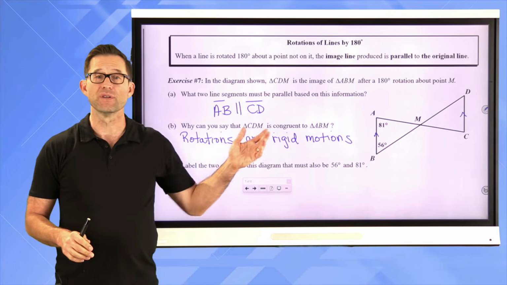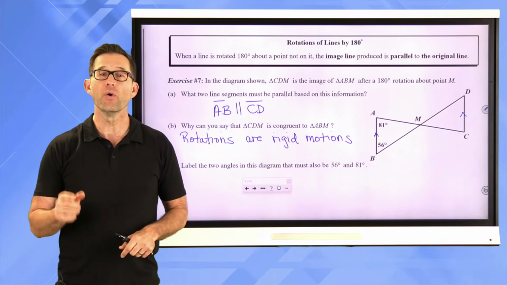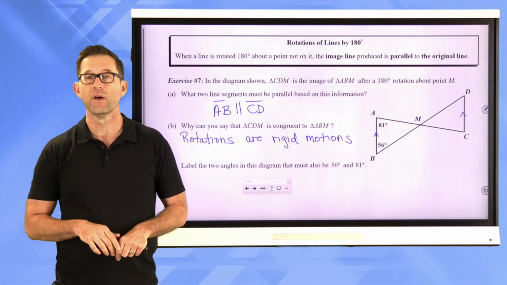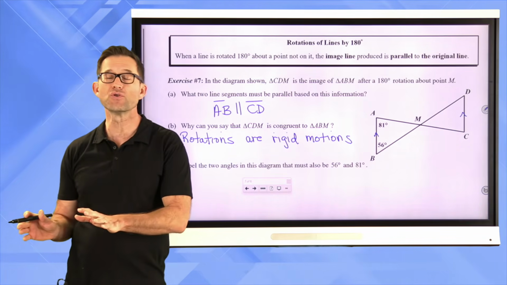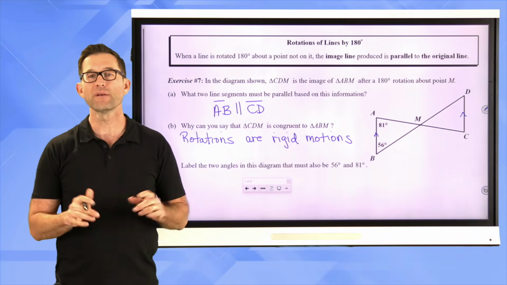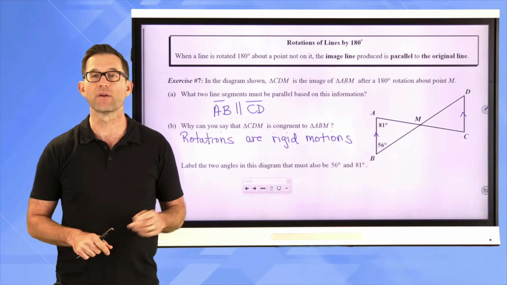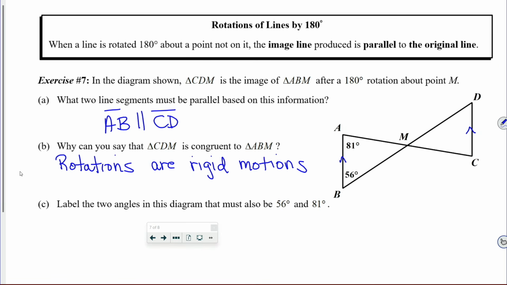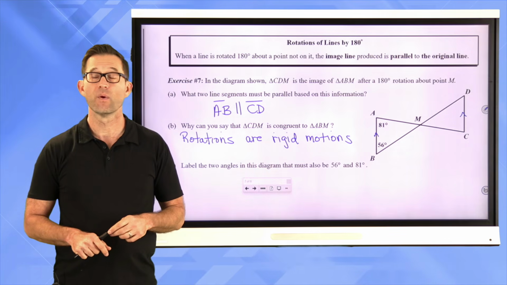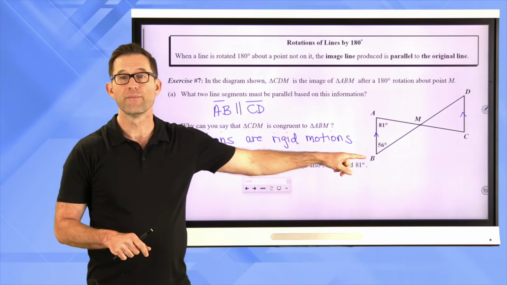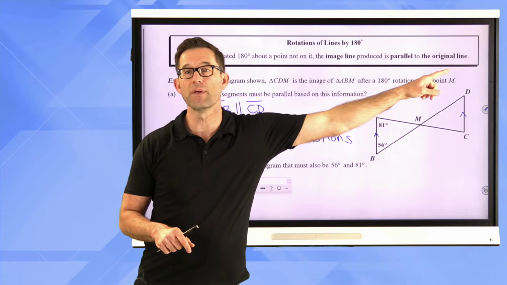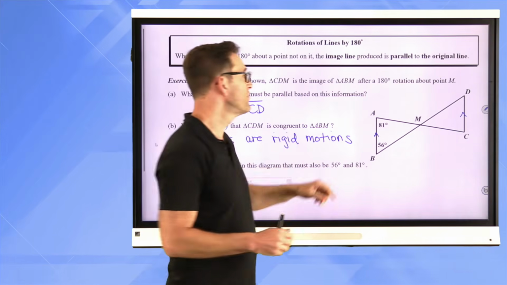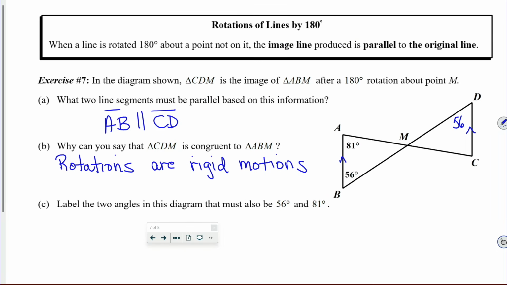Remember, rotations and rigid motions in general don't alter the size of angles. So the angles in the image should be the angles of the original. Pause the video now and write down two angles that are 56 degrees and 81 degrees. Well, again, think about it. If I took B and I rotated it 180 degrees, it would be up at D. And therefore, if that's a 56-degree angle, this is a 56-degree angle, and likewise, that must be an 81-degree angle.